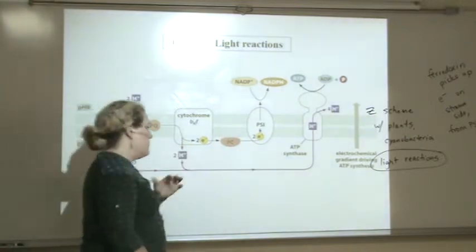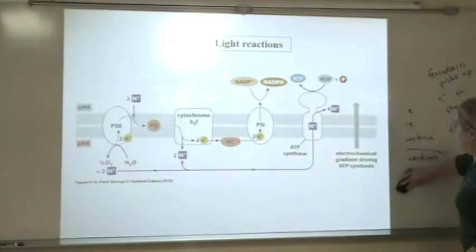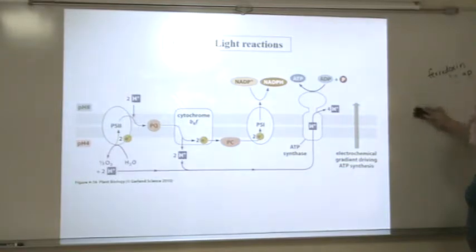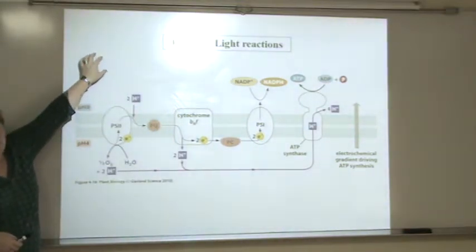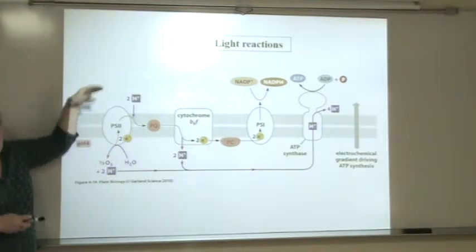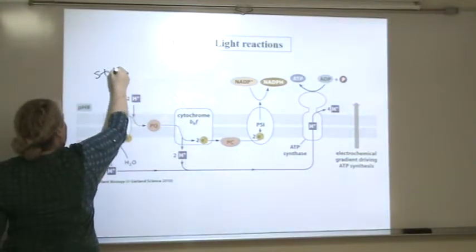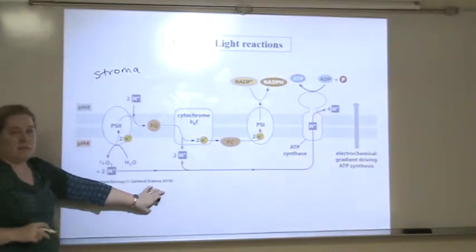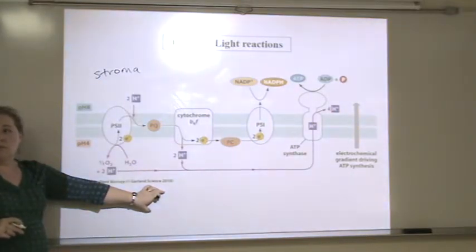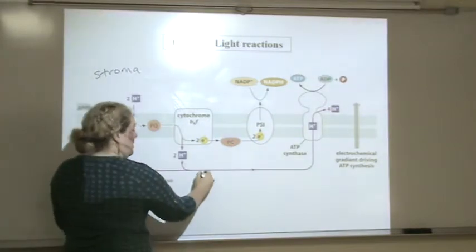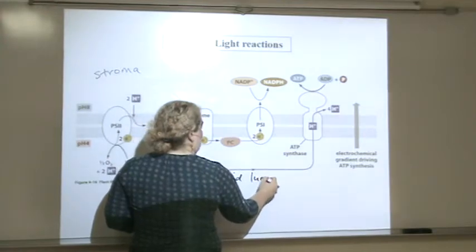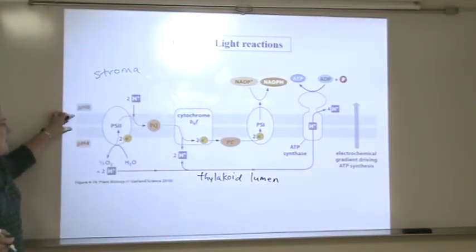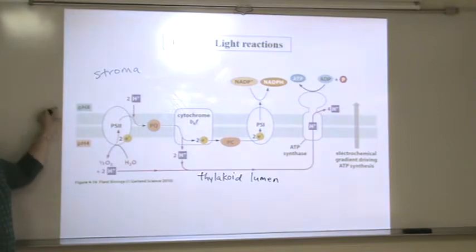So here in our review, this contains in it like all the things that you need to know about the light reactions, except for possibly the compartments. What's this compartment? This is a stroma. What's this compartment? The lumen. I'm going to call it thylakoid lumen. And what's this membrane? Thylakoid membrane.